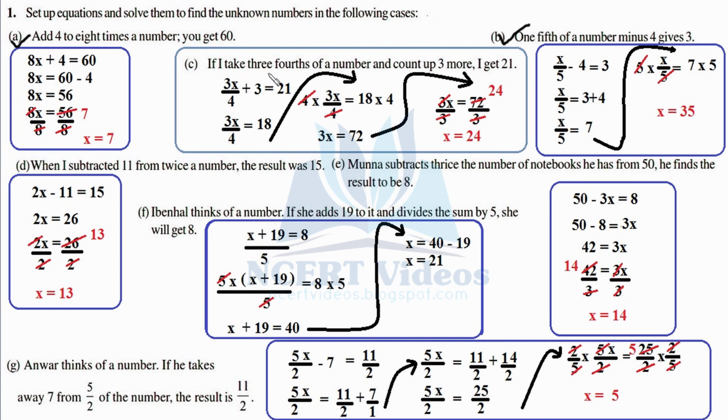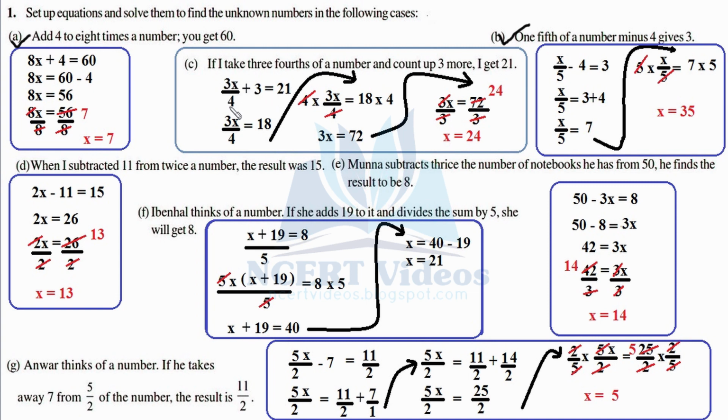C. If I take 3/4 of a number, so let the number be x, 3/4 of that number will be 3/4 of x, and count up 3 more. That means count means add up. You add 3 more. As you count on your fingers, the same thing is here. He counts it to 3. That gives him 21. So he gets 21. Solve it.